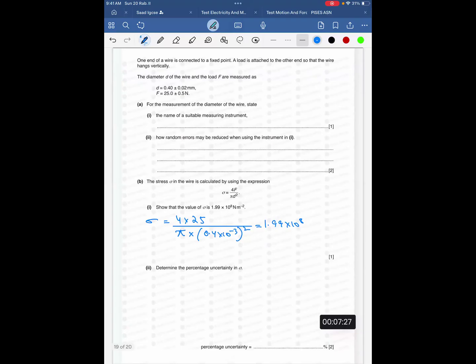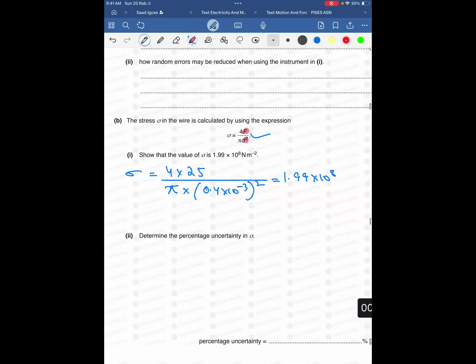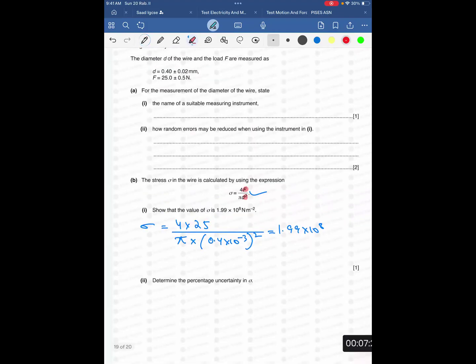Now, percentage uncertainty. Again, we need to work on the formula. The formula is here. 4 is just a number. You don't need to work on the uncertainty of 4. Pi is just a number. No need to work on its uncertainty. Only f and d squared are the two variables here whose uncertainty is to be worked on. F does not have any exponent, so it means it has an exponent of 1. No need to multiply any number.